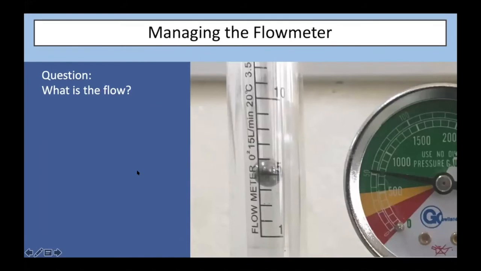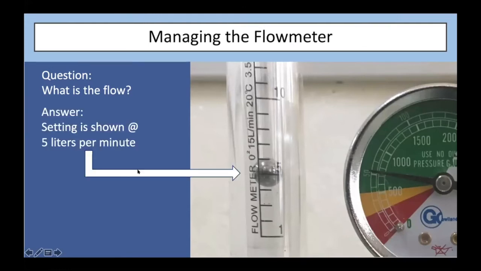So the question now for everyone that's watching is, what is the flow? What do we see here? What is the flow? And the answer to the question is, the setting is shown at 5 liters per minute. So this patient is receiving 5 liters per minute. The amount of flow will be appropriate according to the prescription of the attending physician. May give the order 3 liters per minute or 5 liters per minute, depending on the condition of the patient and the proper therapy.